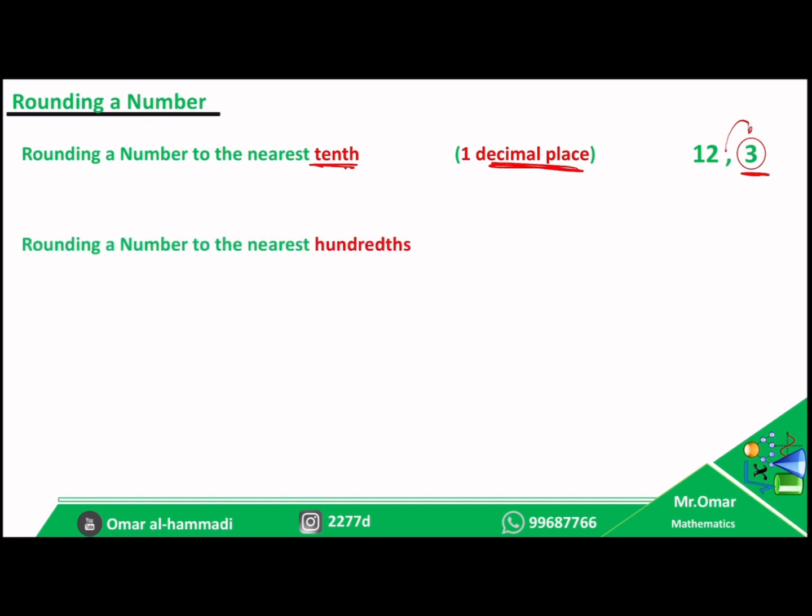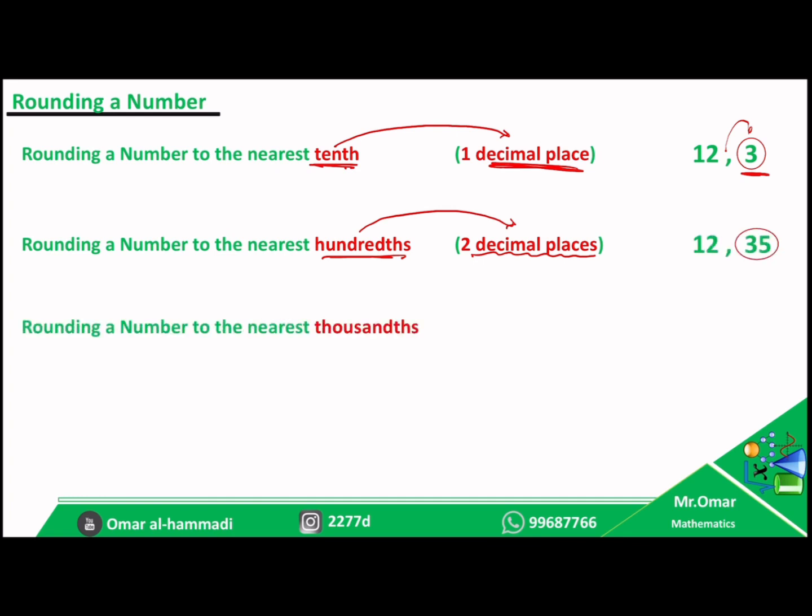Rounding a number to the nearest hundredth. This is the meaning of two decimal places. Tenth is the same as one decimal place. Hundredth is the same as two decimal places. And this is an example of it. Rounding a number to the nearest thousandths is the same as three decimal places. And this is an example of it.